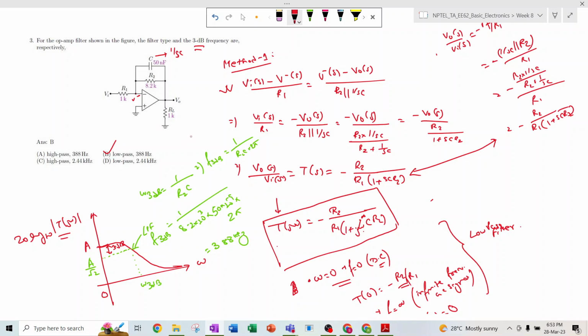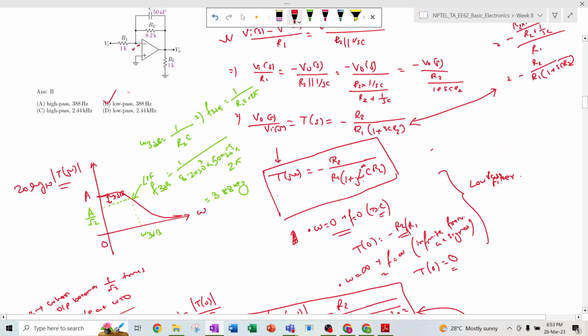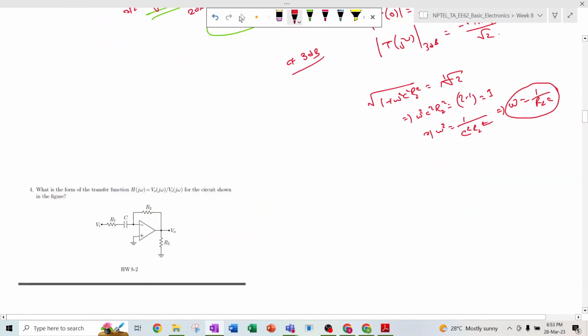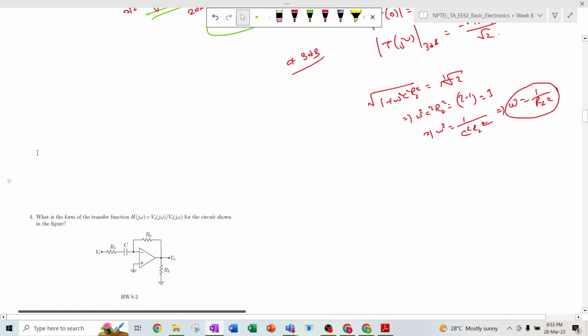So it will act as a low pass filter and it has a 3 dB frequency of 388 hertz. So this is the concept about the omega 3 dB or 3 dB cutoff frequency.